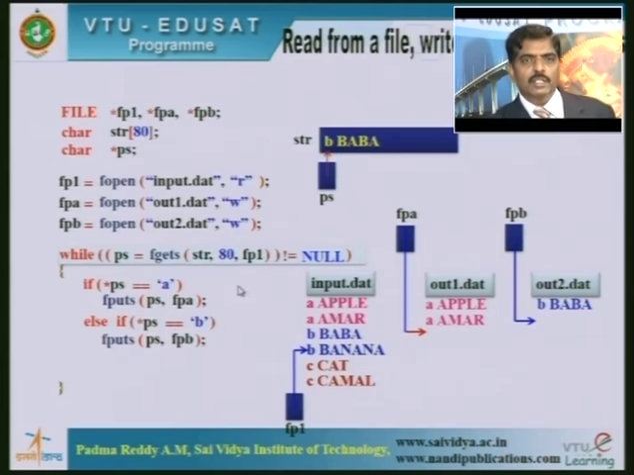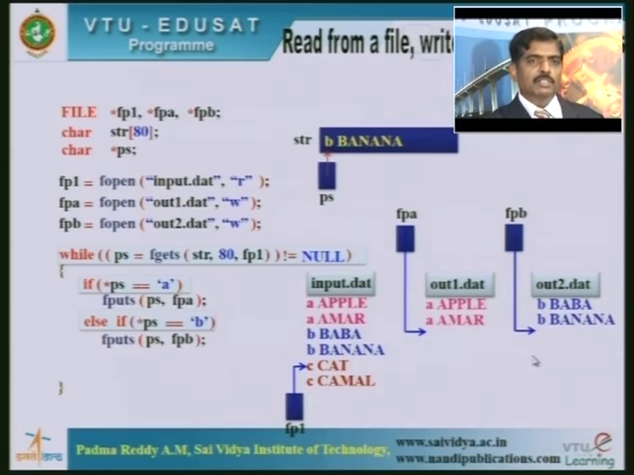Similarly, control goes back. Now tell me what will happen. This string is read, and it will be copied to STR. Now control comes here. Is PS pointing to A? No. So control comes here. Is PS pointing to B? Yes, PS points to B. Then whatever PS points to, that is B banana, should be copied into FPB. So B banana is copied into FPB, and the pointer will point to the next one.